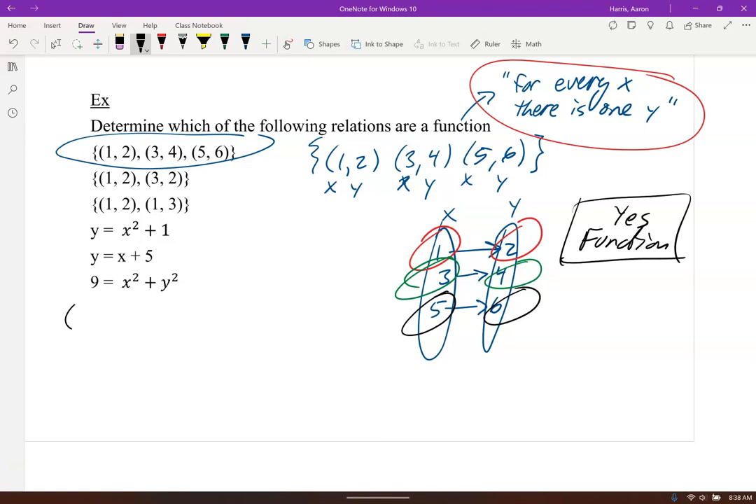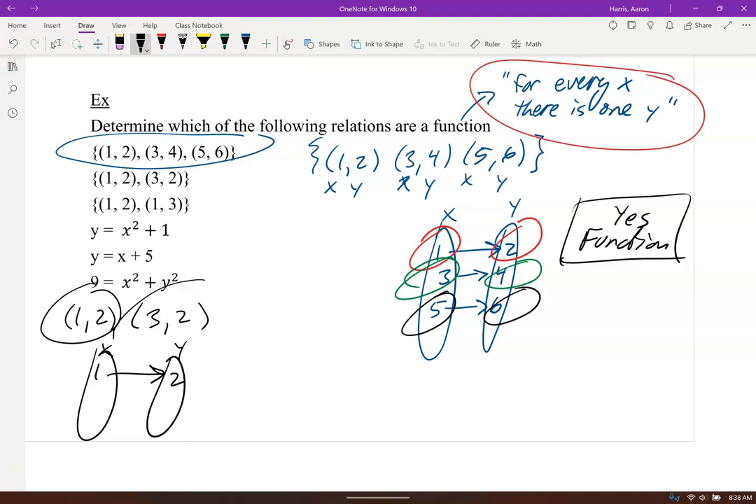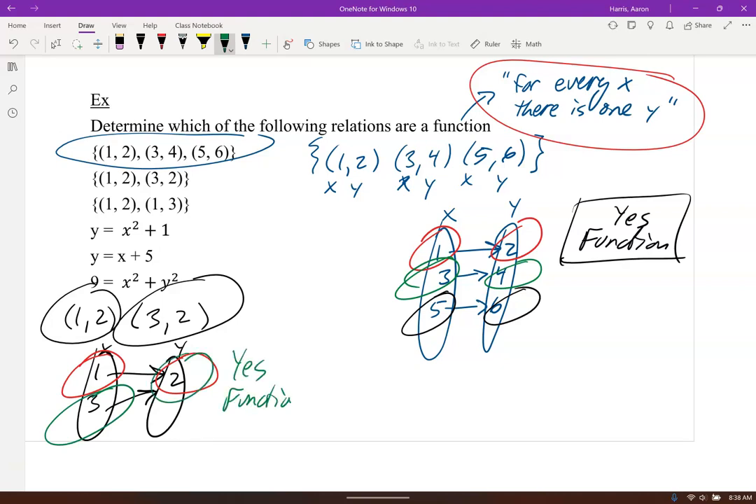1, 2, and 3, 2. Now for this x of 1, it maps onto 2. There's the first point. And then for the next one, 3 maps onto 2. And let's check it. For this x, there's one y. And then for this x of 3, there's one y. So this, yes, is a function. All right, let's do this next one here.